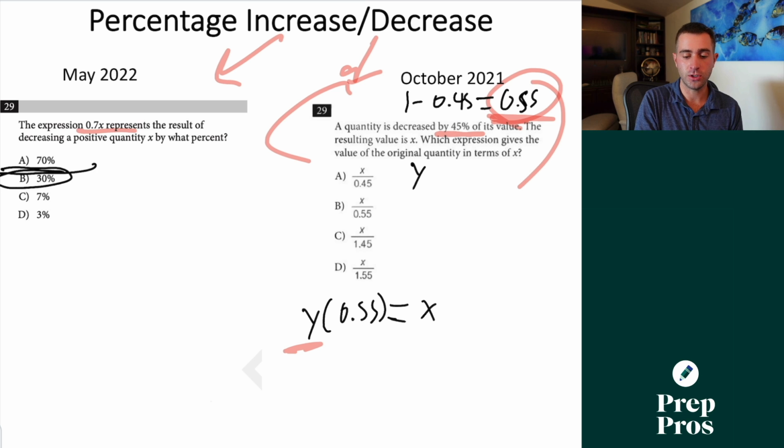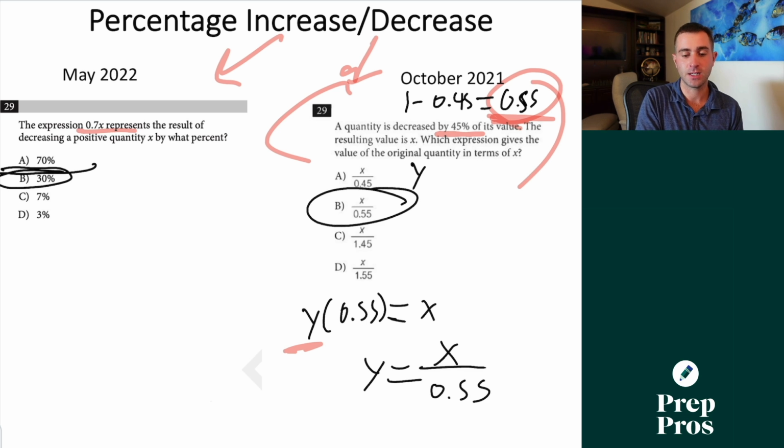So all we would have to do here is divide x by 0.55. We'd get that y equals x over 0.55, and that's going to give us B as our correct answer there. We're just stacking on the 1 plus or minus, but now we're looking at this and we are undoing the percent change, and that's why we're going to be dividing by the 0.55.